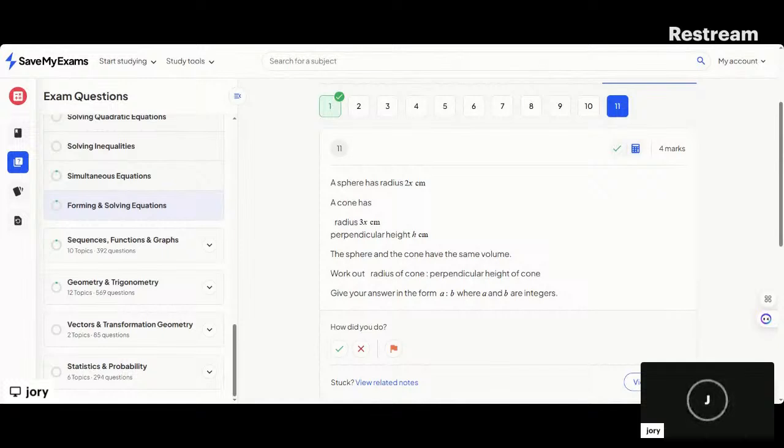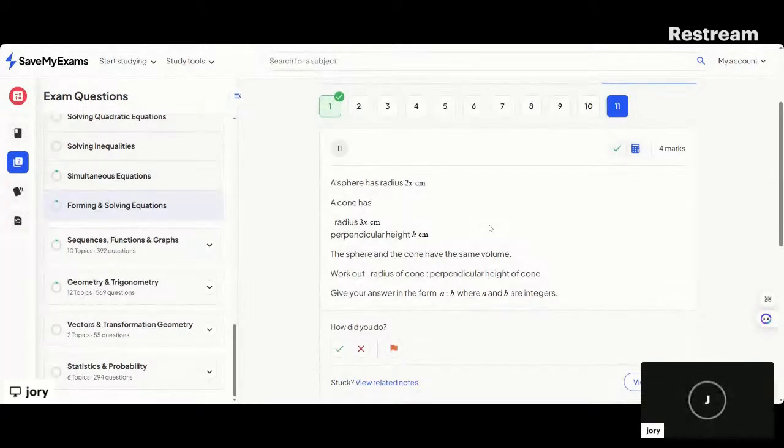Okay, now we can divide all of this. It's going to be 32x over 9 equals h.